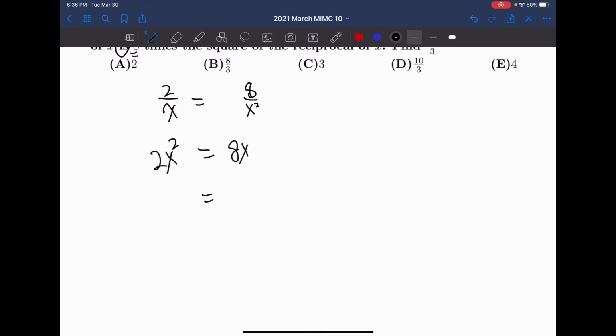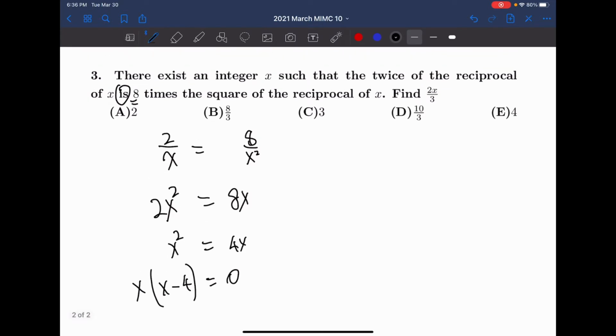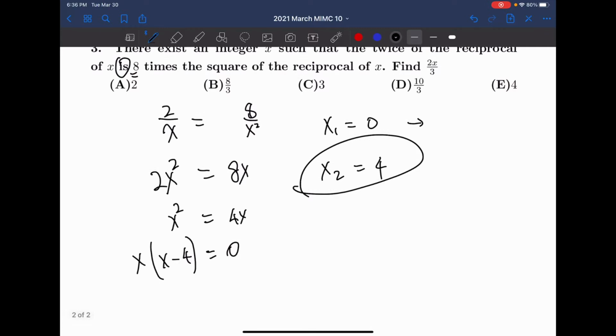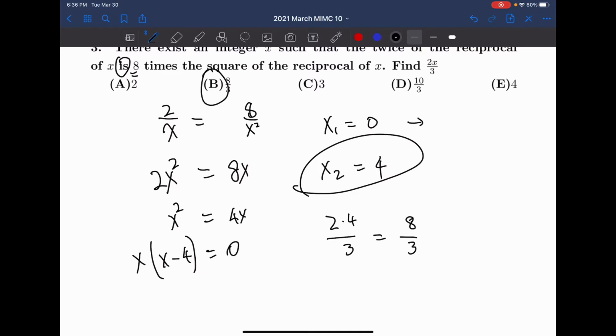That will result in x squared equals 4x, or x times x minus 4 equals 0. Now, realize that there are 2 solutions: x equal to 0, and x equal to 4. However, 0 does not have a reciprocal, so only 4 works, and 2 times 4 over 3 would result in 8 over 3, or answer choice B.